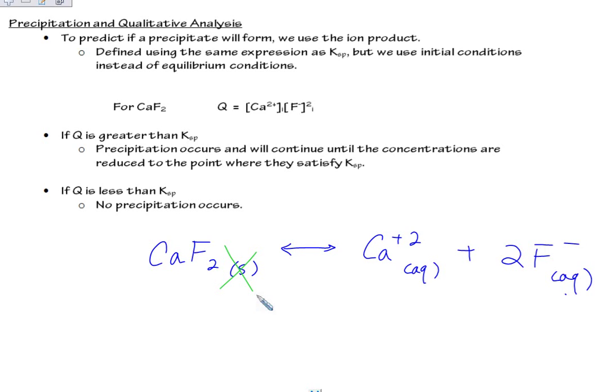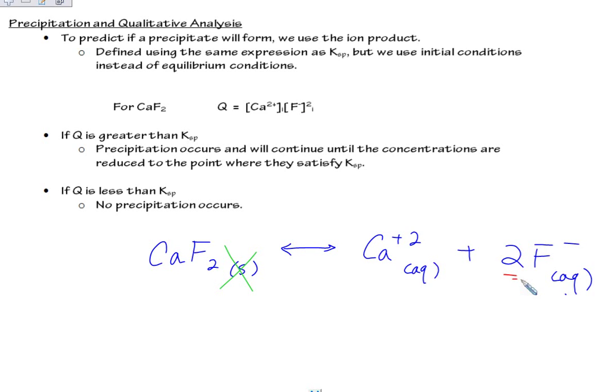When you do Q, it's going to be the exact same setup as K. So I would have something that looks like this if I was doing my K or Q. I'd have the concentration of calcium ions raised to the first power, and the total concentration of fluoride raised to the second power. I would raise it to that coefficient in the balanced equation.